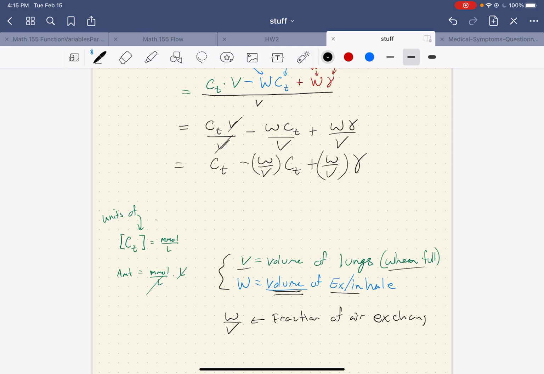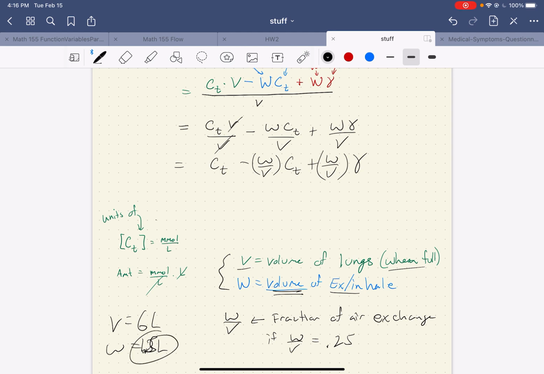Okay, so what do I mean? If W over V equals 0.5, for example, that means half of the air in my lungs is what I exhale and inhale with each breath. So if my lungs were 6 liters, then W would be 3 liters. Half of the air in there is being exchanged. And similarly, if it was 0.25, then this would only be 1.5. So those are the numbers I had before.